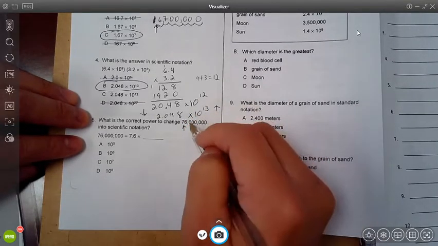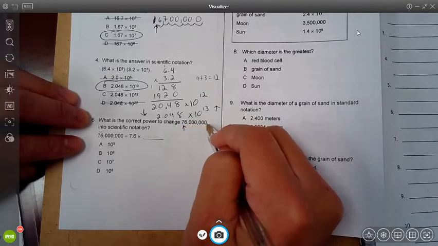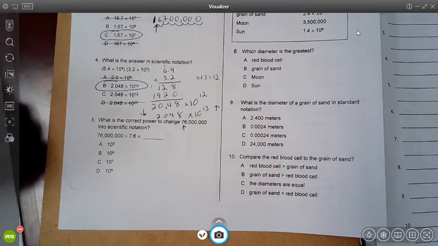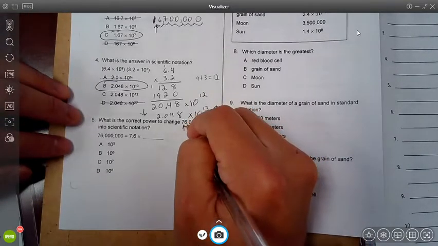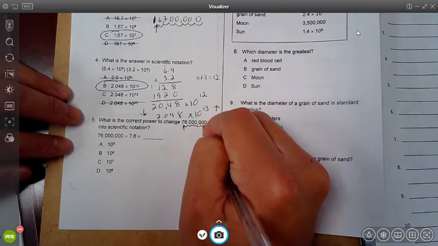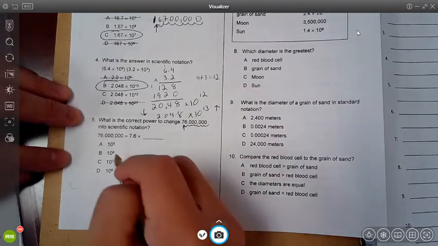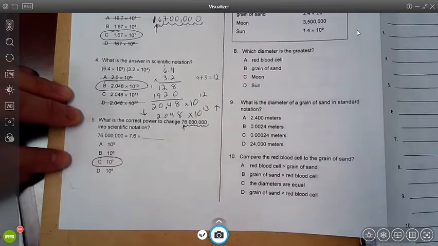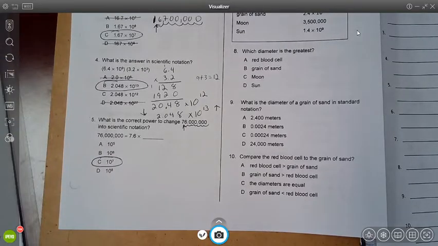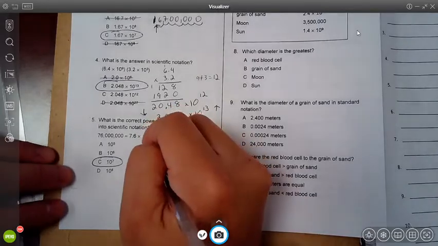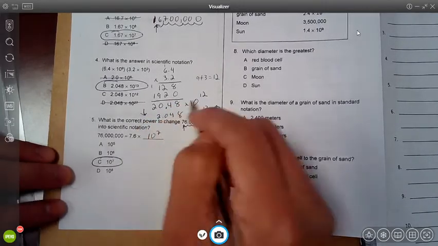It looks like I moved past the 6 zeros and the 6. That would make 7 spaces, right? So let's count 1, 2, 3, 4, 5, 6, 7, right? So the answer here would be C. Okay. So you put 7.6 times 10 to the 7. Alright, number 6.